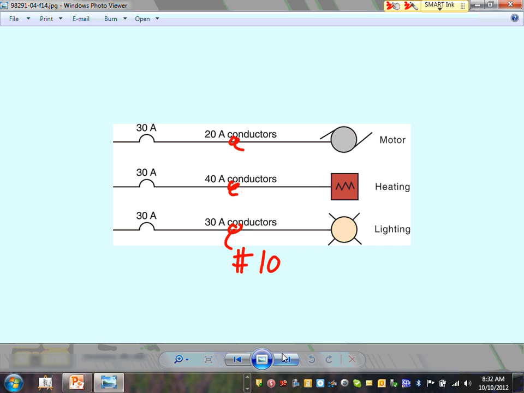Same thing here. I have a motor. I have a conductor rated for 20 amps and the overcurrent device is rated for 30. Is this okay and why? You have inrush current on a motor. So is it okay? Yes, it's motors. Motors are an exception because of the inrush. That's where a lot of guys get confused.